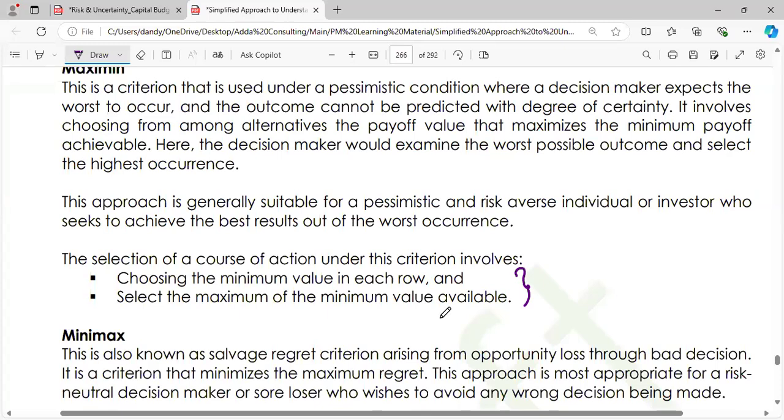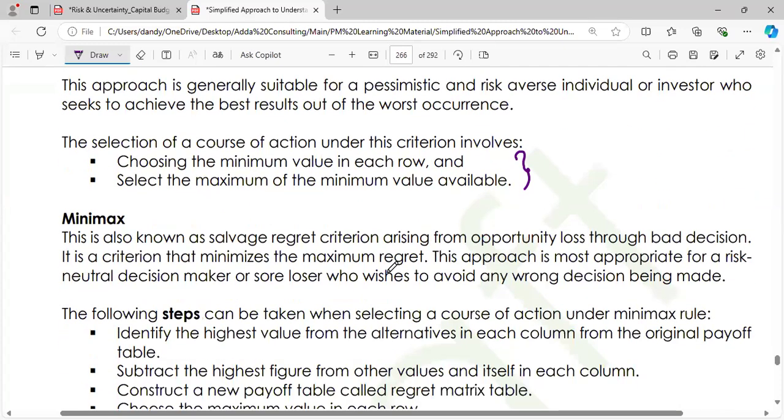Then the third one is Minimax. Minimax has about 5 procedures, or I can crash it to 4 procedures, that you need to carry out. Minimax is also known as the savage regret criterion, due to opportunity loss through a bad decision being made. It is a criterion that minimizes the maximum regret. The approach is mostly useful for a risk-neutral decision maker, or a sore loser who wishes to avoid any wrong decision being made.